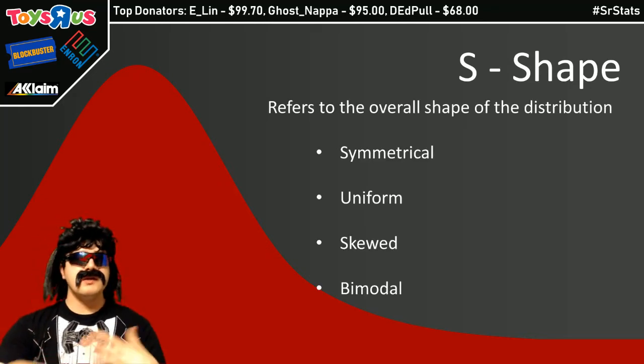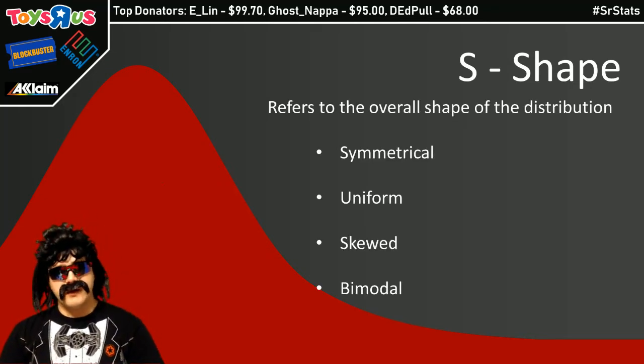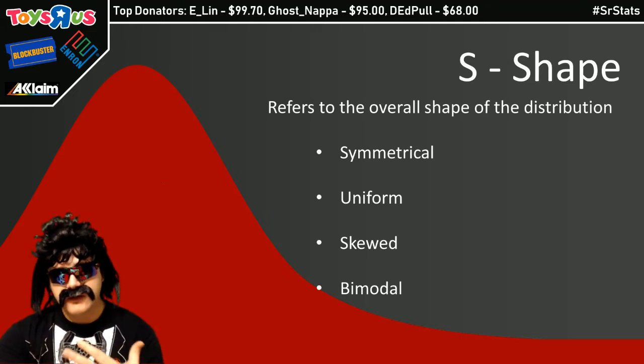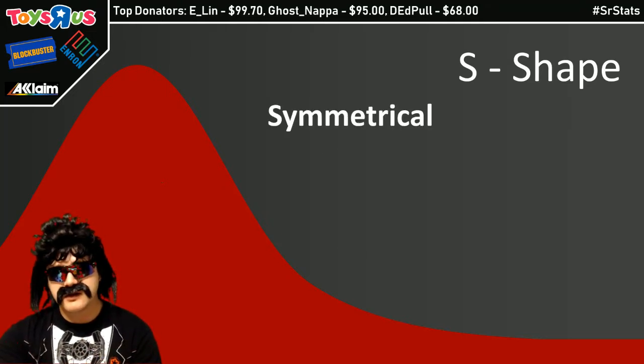Right? So these are 4 different ways of doing that. We're going to look a little bit more in depth into each one of these. Right? So now let's first start off with symmetrical data.